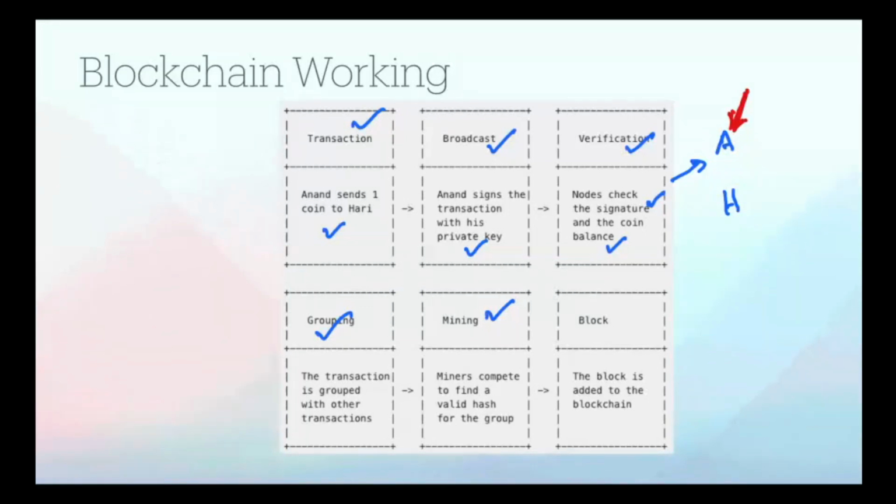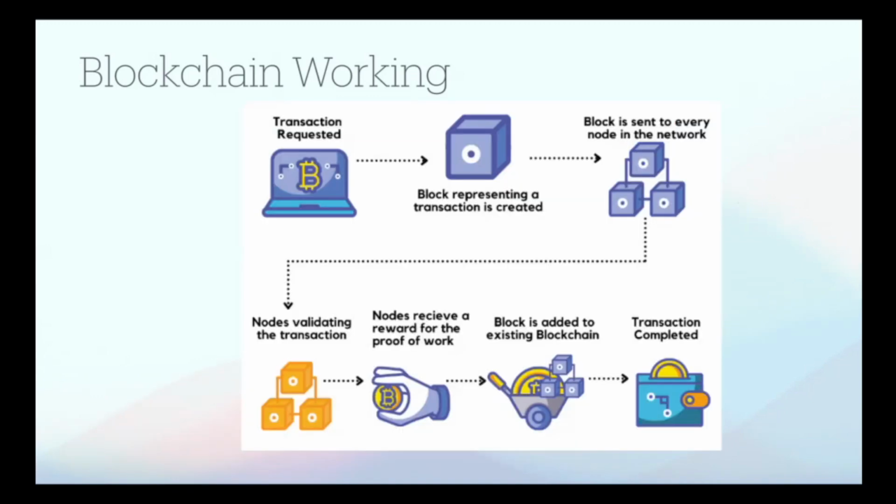Finally, after the hash is created for the group, the block is added to the blockchain. The complete block with the group will be added to the blockchain. This is how every system works. The entire coins, cryptocurrencies, and many blockchain systems work this way. So totally we have 6 entities. Whenever you deal with blockchain, you should not forget the 6 entities: transaction, broadcasting, verification, grouping, mining, and blocks. These are the 6 things on which blockchain works.